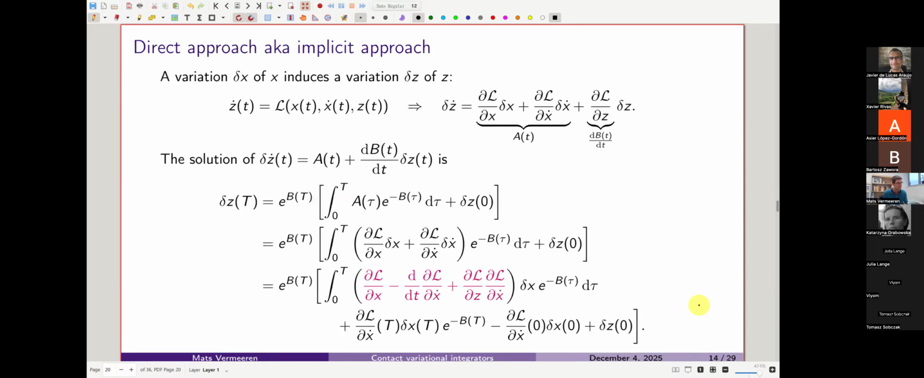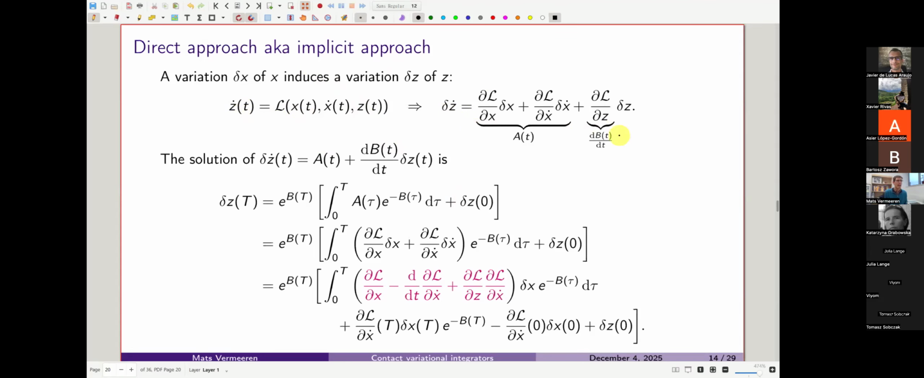There are a couple of ways you can extract Euler-Lagrange equations from this principle. The first one, which I think of as a fairly direct approach, though the computations are not very nice, but I've seen it referred to by Xavi and others as the implicit approach, is, well, we have this defining equation for Z, and we need to know how perturbations, how variations propagate over time. So we need to turn this equation for Z into an equation for Z dot, which just goes by the chain rule.